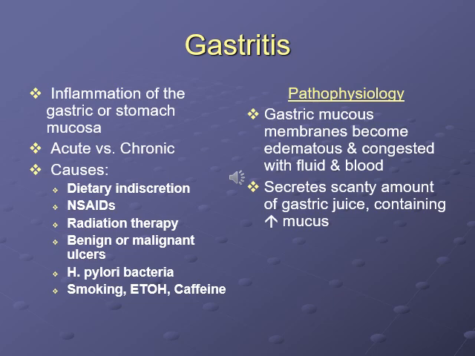So that gastric mucosa or stomach mucosa becomes edematous, inflamed, and secretes a scanty amount of the gastric juice containing increased mucus. With gastritis, especially acute gastritis, there is typically a rapid onset of epigastric pain and discomfort, and may have nausea, vomiting, heartburn, anorexia, and maybe vomiting blood potentially, but definitely not feeling like you really have a bad stomach ache.